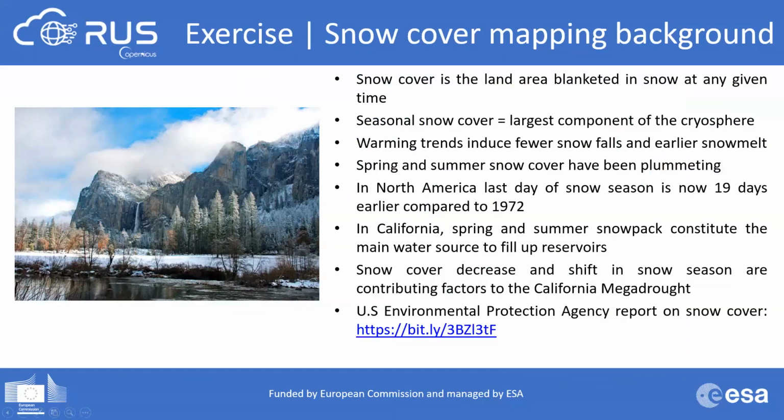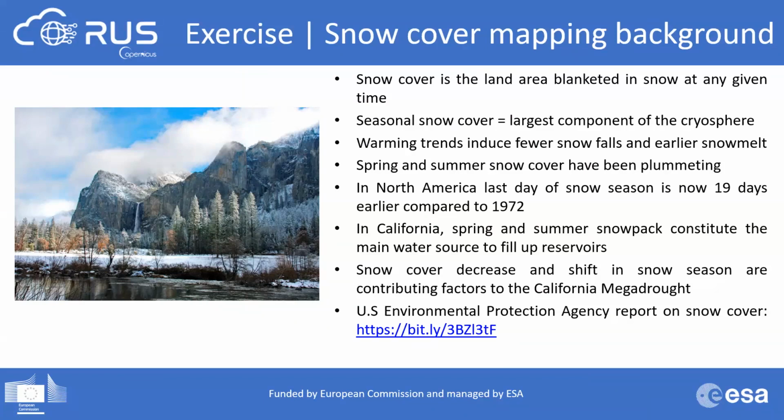So snow cover is the land area blanketed in snow at a given time. Air temperature is one of the main factors that determines the amount of precipitation that falls on land as snow and its melting rate. In many regions of the world, warming trends are inducing fewer snowfalls and earlier snow melt. While snow cover in winter has remained fairly steady and has increased in the fall since 1972 in North America, the United States Environmental Protection Agency, EPA, has found that spring and summer snow cover have been plummeting.